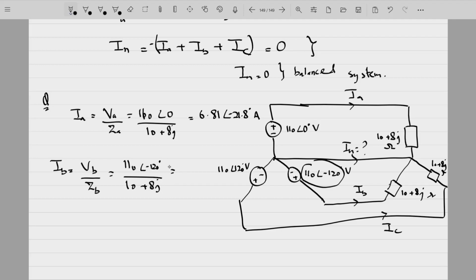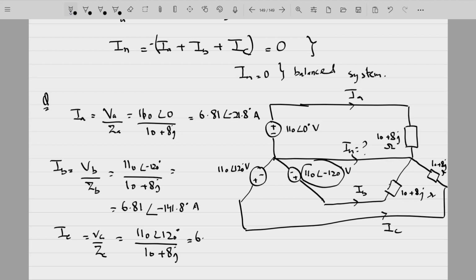This will come out to be equal to 6.81 angle minus 141.8 degree amperes. IC will be equal to VC divided by ZC, that is 110 angle plus 120 degrees divided by 10 plus 8j. So this will come out to be 6.81 angle minus 261.8 degree amperes. You can write minus 261.8 degree amperes.